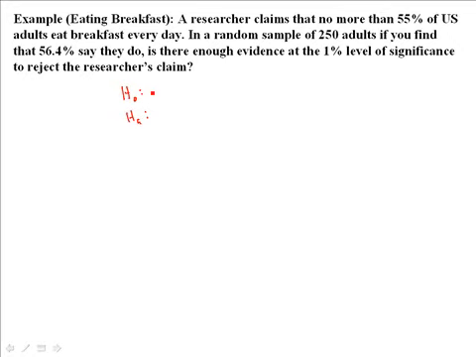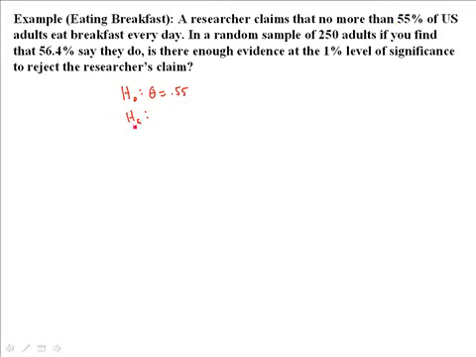So how do we write that? It's the population proportion. What's our symbol for population proportion? It's theta, right? Yes. Okay, so theta is equal to 0.55. All right, so that's the null hypothesis. The null hypothesis here should be about the researcher. The researcher claims that no more than 55% of U.S. adults eat breakfast every day.